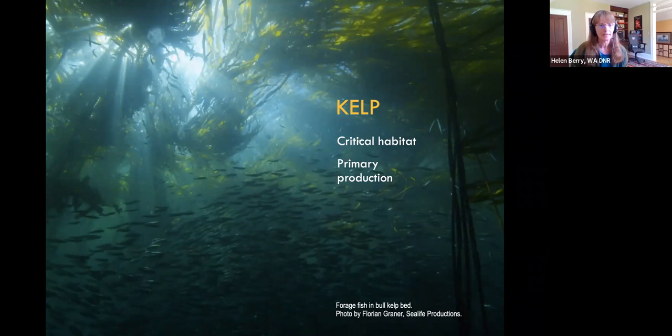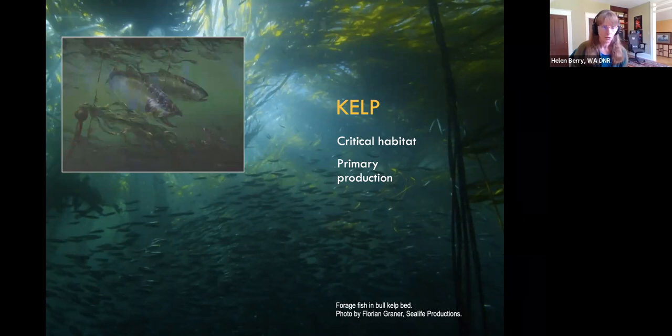And in these ways, kelp connects many organisms, including forage fish, which are shown in this beautiful picture by Florian Grainer. Next slide. Salmon, who use kelp as migration corridors, refugia, and hunting grounds. Next slide.